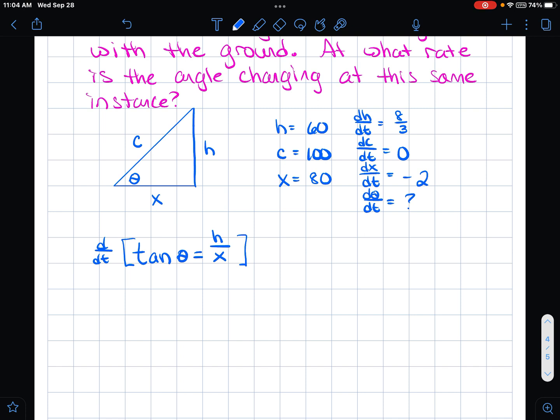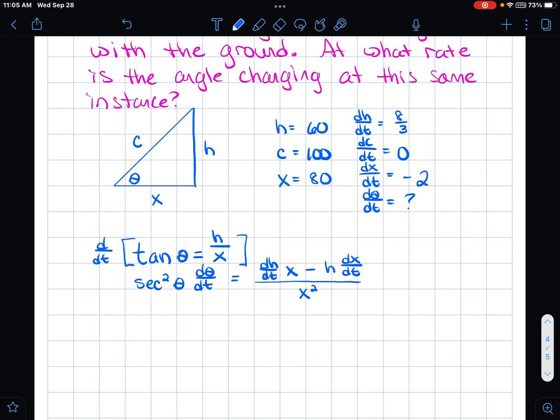We're going to find the derivative of tangent theta. We need to use the chain rule. So the derivative of tangent, secant squared, without changing the inner function, multiplied by the derivative of the inner function, d theta dt. On the right-hand side, we get to use the quotient rule. So the quotient rule will find the derivative of the numerator times the denominator unchanged minus the numerator times the derivative of the denominator, all over the denominator squared.